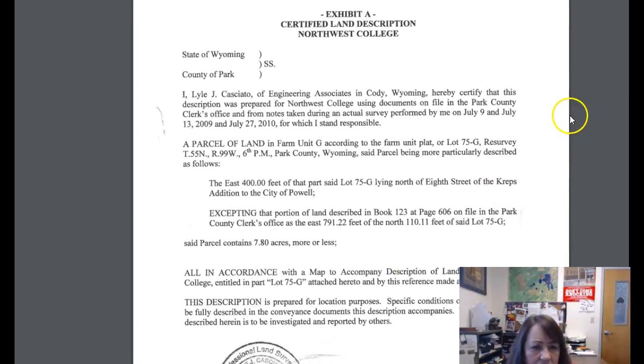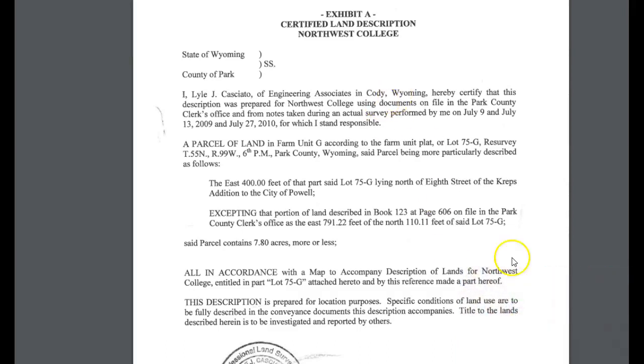So what you'll see on the screen right now is called Exhibit A, Certified Land Description. And the part that I'd like to bring to your attention is the fact that every certified land description, first of all, has to be stamped by a professional engineer.